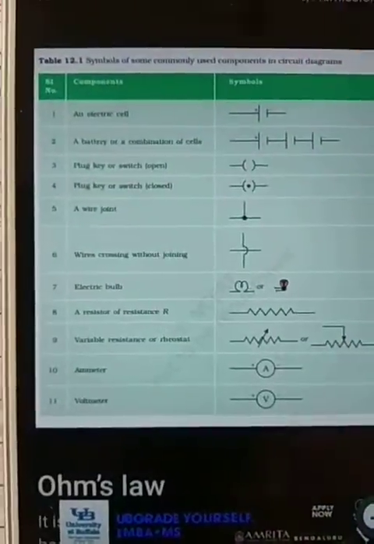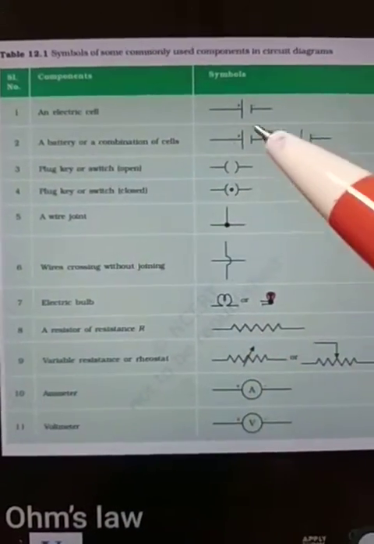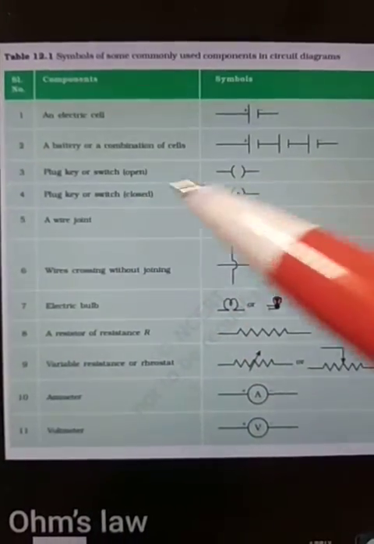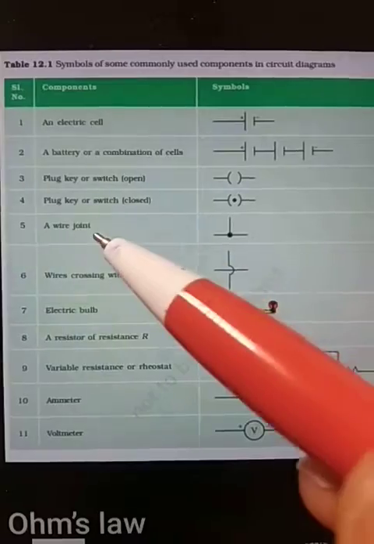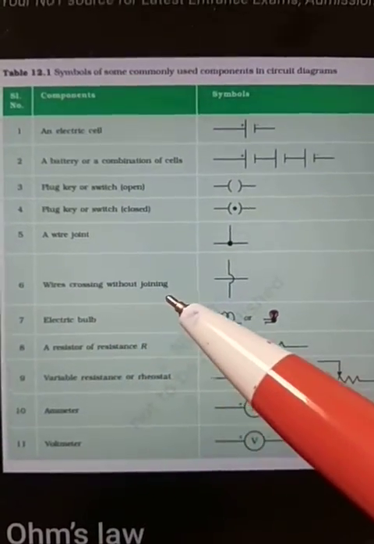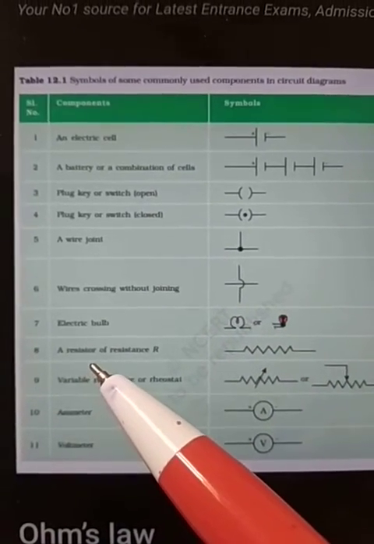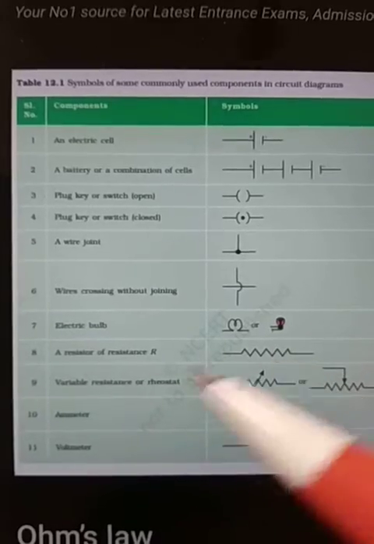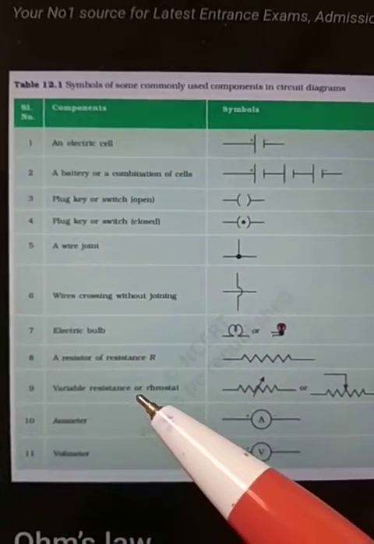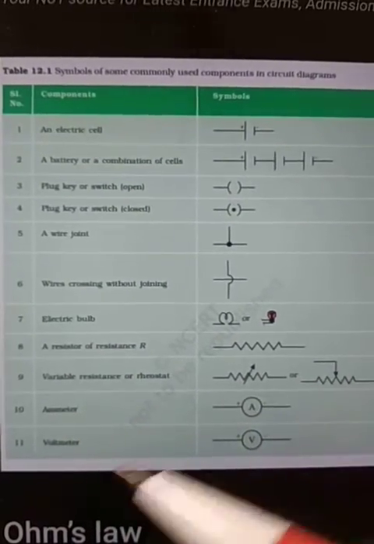Here you can see the symbols. Electric cell symbol, a battery symbol, plug key or switch symbol, a wire joint like this symbol, wire crossing without joining, electric bulb symbol, a resistor of resistance R symbol, variable resistance or rheostat, this is an ammeter, and this is a voltmeter.